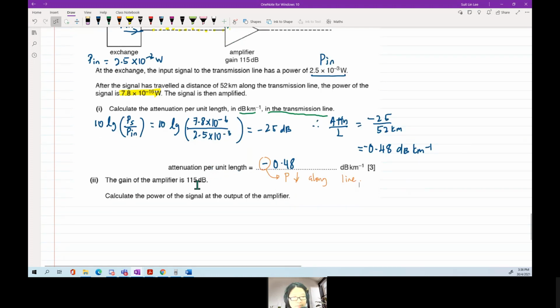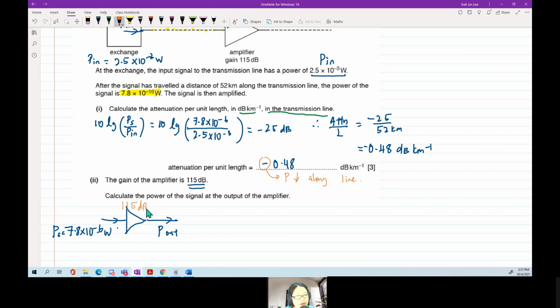All right, next. The gain of the amplifier is 115 decibel. Calculate the power of the signal at the output of the amplifier. So this is the gain, meaning now we will increase the intensity of your signal. So at the amplifier, this one is PS. Your signal was 7.8 times 10 to the power of negative 6 watt PS. And then whatever the amplifier does, we want to find the output signal. Let's say I call this P out. The gain here is 115 decibel.